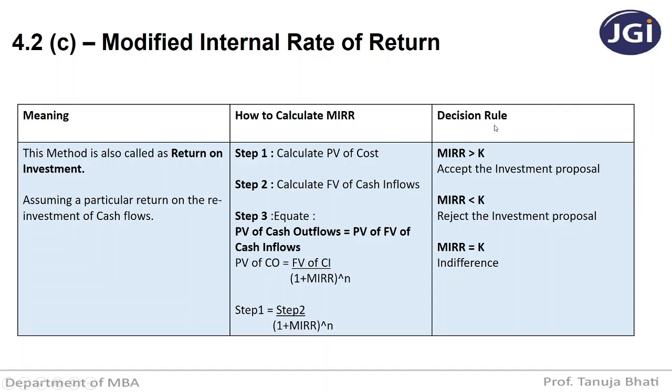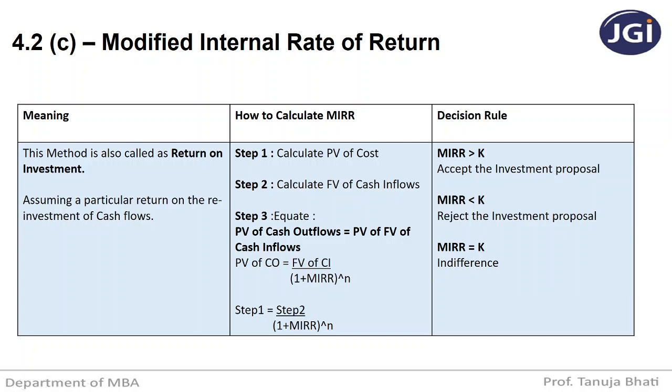Now, what is the decision rule? If the MIRR is greater than K, where K is the cost of the project, and MIRR is the return on the project, then accept the proposal. Obviously, if the return is less and the cost is more, you are going to reject the investment proposal. And if MIRR is equal to K, you are going to be indifferent, that is, either you can accept it or reject it.